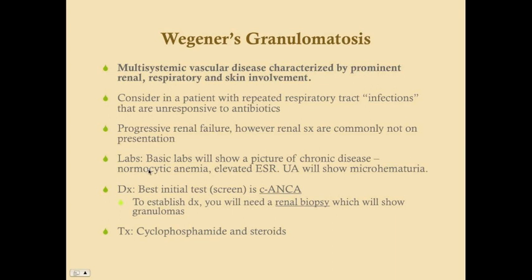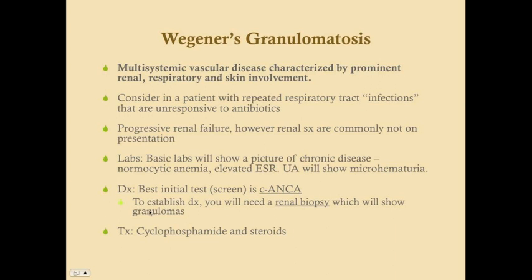When you suspect Wegener's, when you have all of this systemic involvement, and you have renal symptoms, and you have these particular skin lesions that I'm going to show you a picture of in a little bit, the best test to screen patients for Wegener's is the C-ANCA. That's an antibody. You get the C-ANCA, and if that comes back positive, then you can presume they have Wegener's. But in order to establish the diagnosis, you're going to need a renal biopsy. So the best initial test is ANCA, but for definitive diagnosis, you need a renal biopsy.